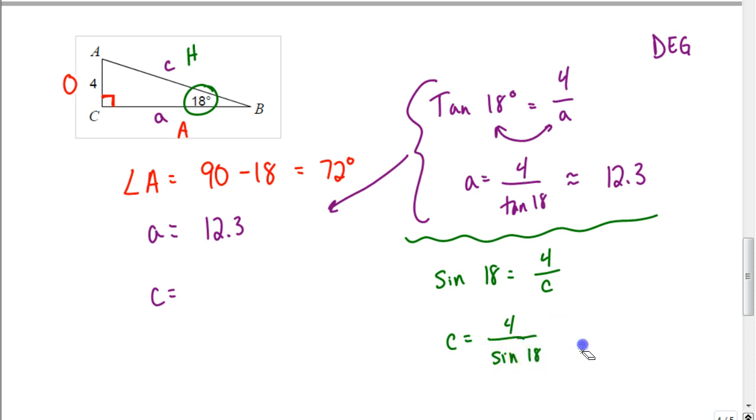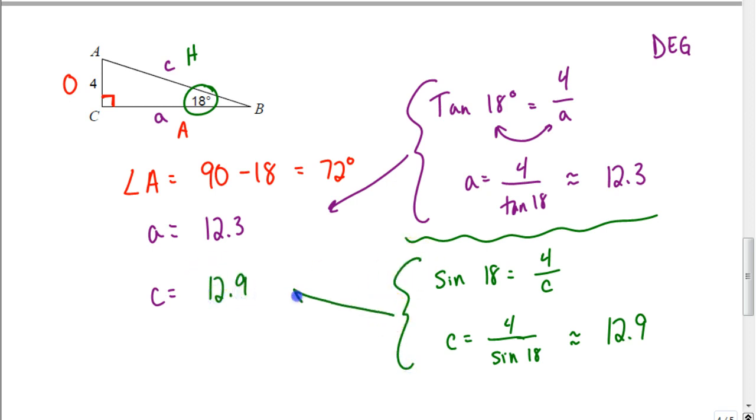And if I do that on my calculator, again, we're going to get a decimal. And we round it to the nearest tenth, so it would be 12.9 is your answer. So that's how we get our other leg, the hypotenuse, I should say, is 12.9.